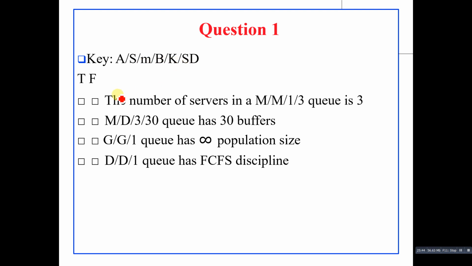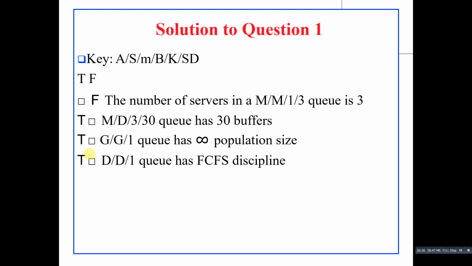So, just a question. The number of servers in M/M/1/3/Q is 3. Is this correct? If you go by this, it is the arrival process, service time distribution, number of servers. The number of servers is 1, but they say 3. So this is false. M/M/1/30/Q has 30 buffers, kind of true, because B is the buffer. G/G/1/Q has infinite population size, is kind of true. If you don't tell anything, you go back to the default value. D/D/1/Q has a first come first serve discipline, so this is also true. See the answer. So you have false, true, true, true. So this is the solution to question 1.